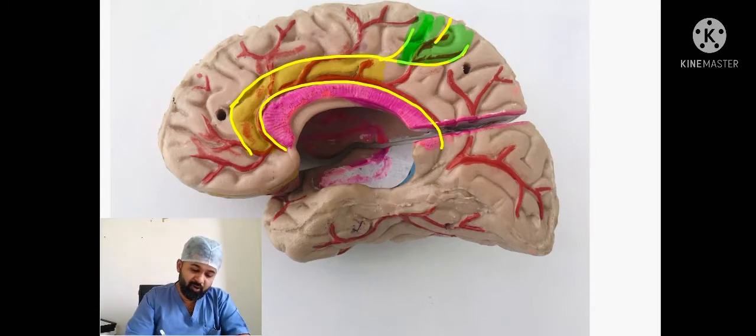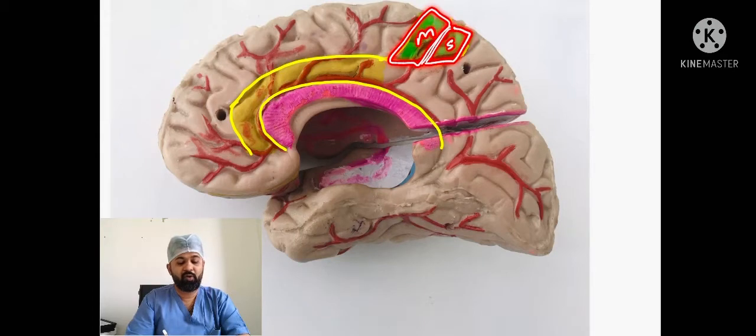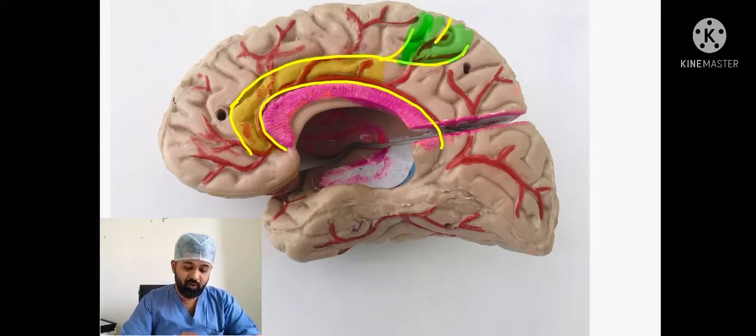Note that the anterior part of the paracentral lobule lies in the frontal lobe and the posterior part of the paracentral lobule lies in the parietal lobe. Essentially, the anterior part of the paracentral lobule is the motor control of the bowel and bladder, and the posterior part of the paracentral lobule is the sensory control of the bowel and bladder. So this is how your final control happens. So this is the paracentral lobule.